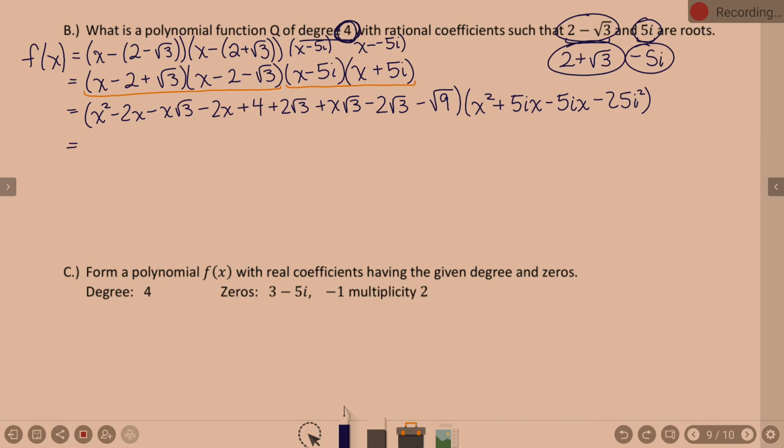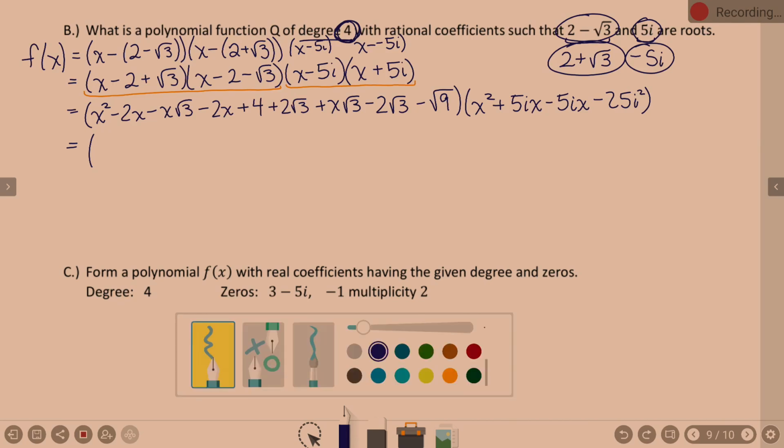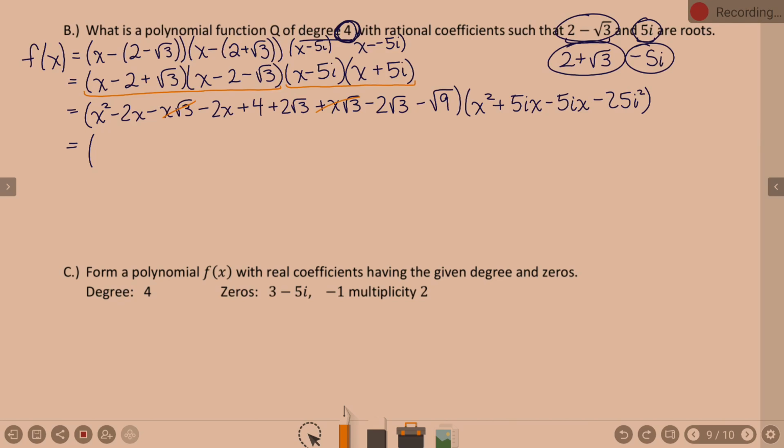Now, like the i's earlier, these square roots, if you've done it right, the square root with x's, they'll cancel. Do we see some canceling? Minus x square root of 3 cancels with plus x square root of 3. Plus 2 square root of 3 cancels with minus 2 square root of 3. I see one other square root that I wrote, but what do we know about the square root of 9? It's 3, yes? So this is going to be a minus 3. Everything should clean up nicely now.